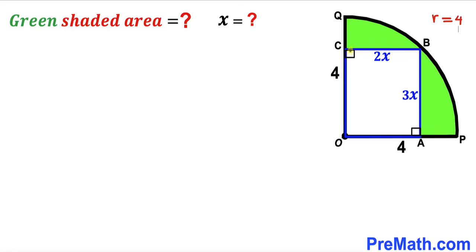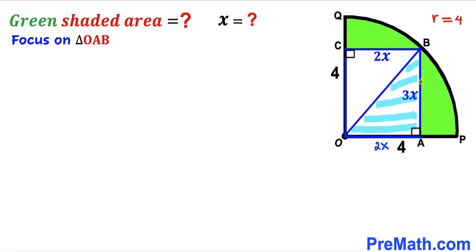And now let's make an observation. We can see that this BC length of this rectangle is 2 times x. So this OA segment length is going to be 2x as well. Now I am going to connect this center O with this point B, as you can see in this next step. And as a result, we end up with this right triangle OAB.